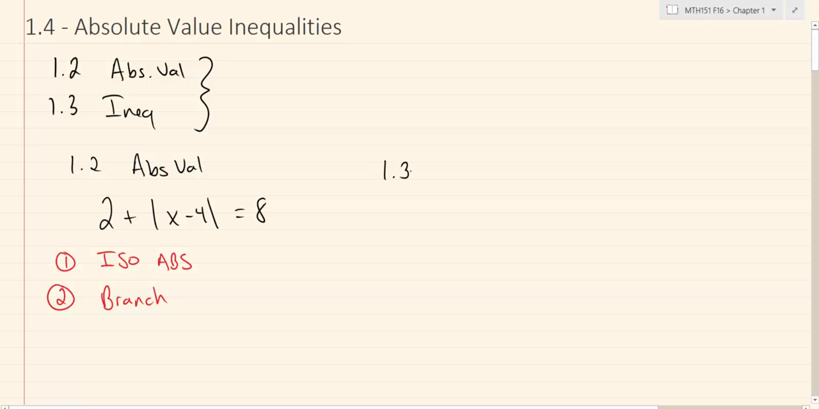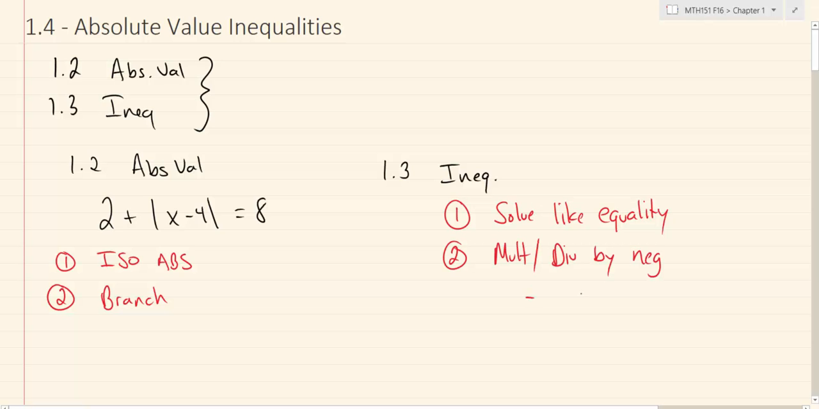In 1.3, we talked about solving inequalities. The first thing we learned was that you could solve them just like an equality, with one exception: when you multiply or divide by a negative, you had to remember to flip the inequality symbol. So if you had greater than or equal to, when you multiplied by that negative, you switched it to less than or equal to.